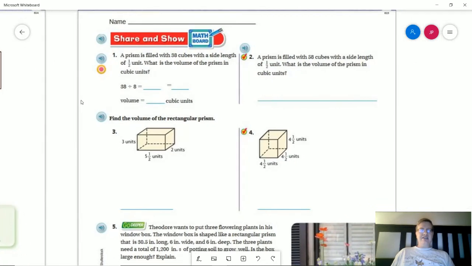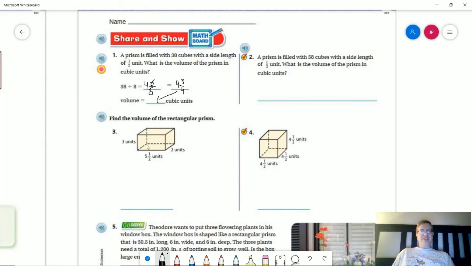finding the exact answer. So number 1, we have 38 cubes with a side length of 1/2 unit, and we want the volume of the prism. So we are going to do 38 divided by 8 again. And so we can do 4, and that would get me to 32. We have 6 parts over 8 left. And so 4 3/4 cubic units.